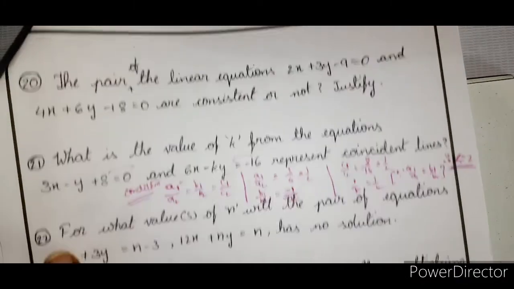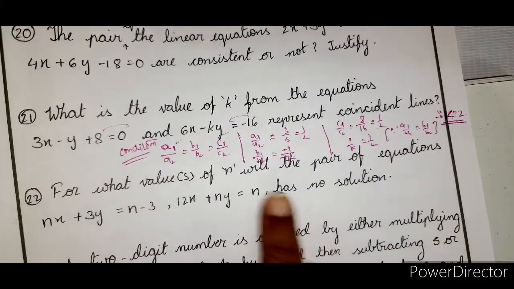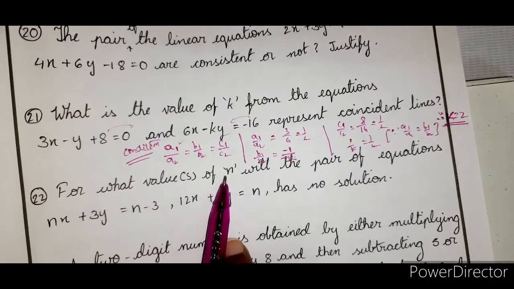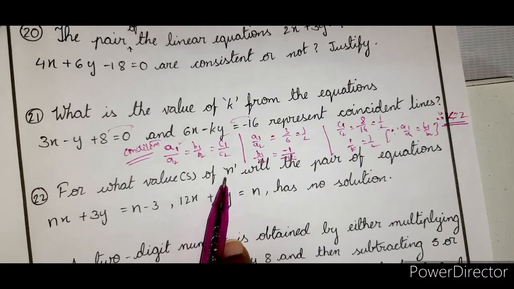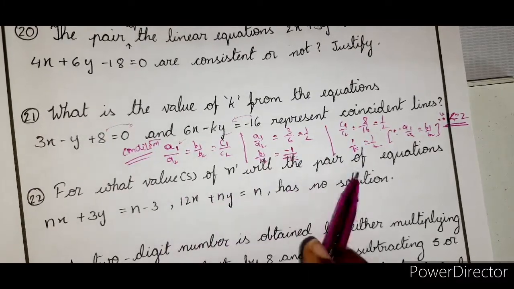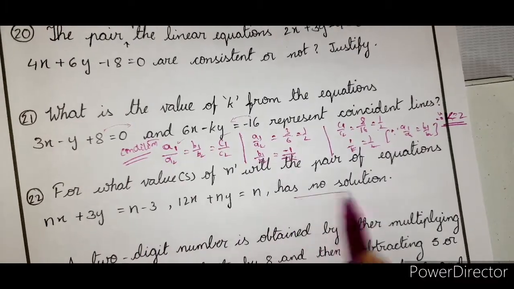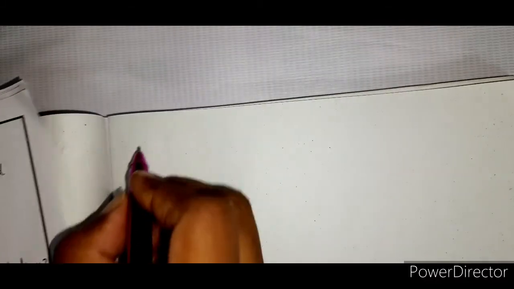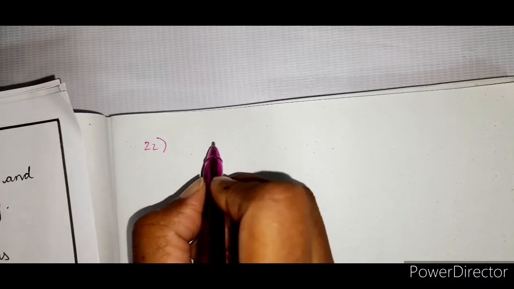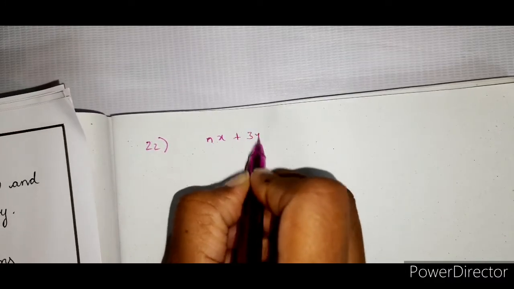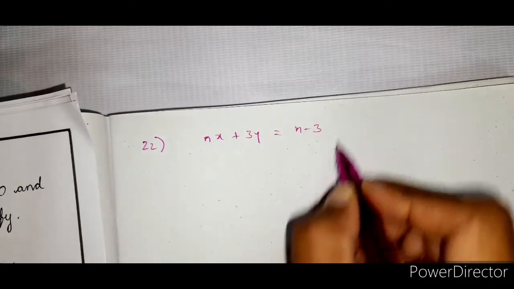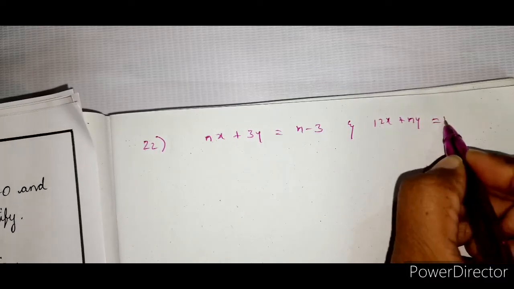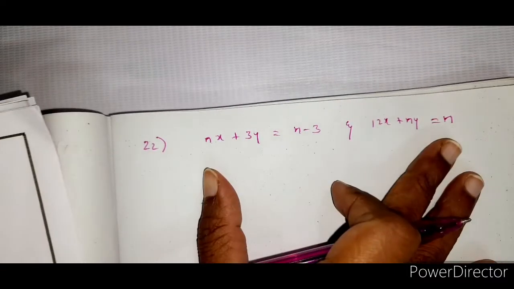Right, 22nd one, right? I'll explain it in the notebook, okay? For what value or values of n? Maybe n may have one value, two values, right? Whatever it is, for what value or values of n will the pair of equations have no solution? What is the condition? No solution means we should have, like, let me do this one, 22nd one. What are the equations given to us? nx plus 3y is equal to n minus 3, right? And 12x plus ny is equal to n. So these are the two equations given to us.